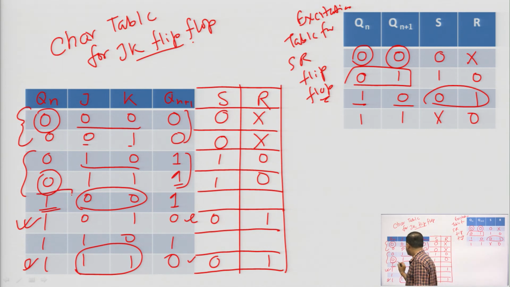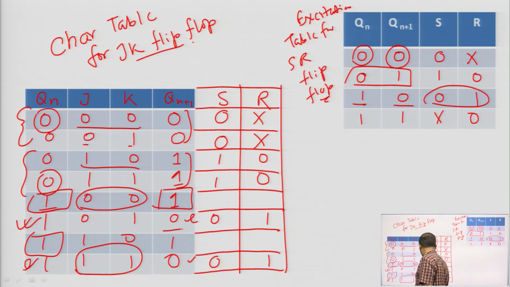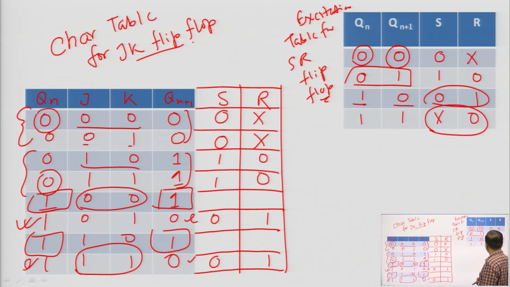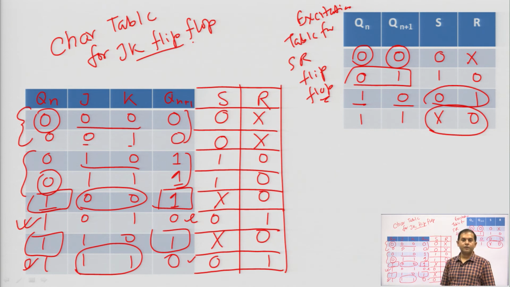So, here Qn is 1, Qn+1 is 1, here Qn is 1 and Qn+1 is 1. So, in this case we will be having the S and R as cross 0. So, here cross 0 and cross 0, got it. So, we will have completed this table. So, now using this we will be having two outputs S and R.